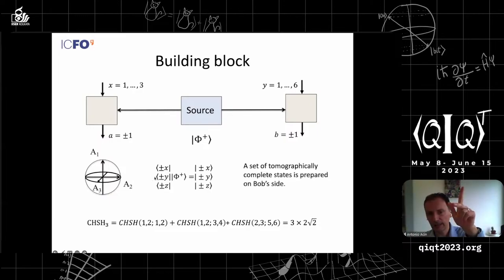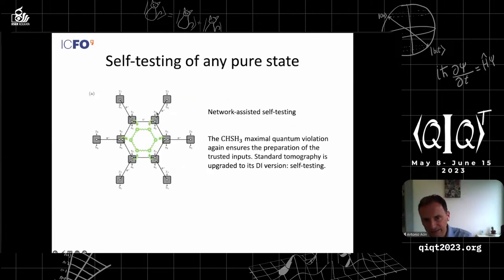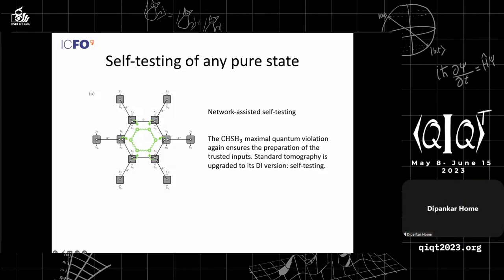But what happens if you measure X, Y, and Z on a maximally entangled state? You prepare X, Y, and Z on the other party. So it's like you are preparing a tomographically complete set of states by having this maximal violation. And this is what I do here. This allows me to apply some sort of tomography for these objects here. And this is why I can self-test the state that I put in this particle.